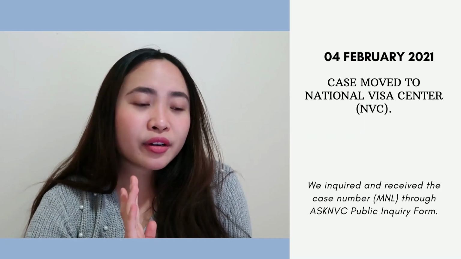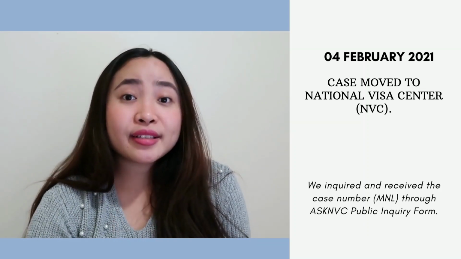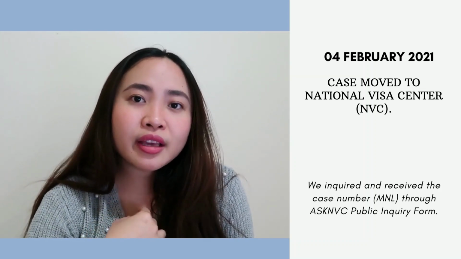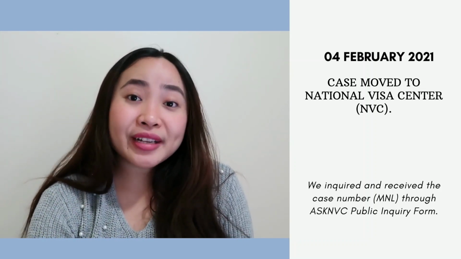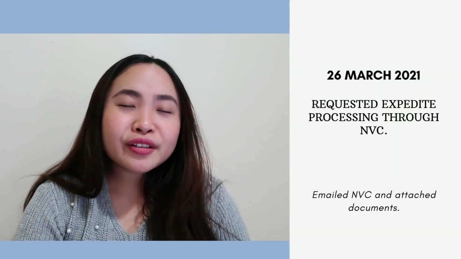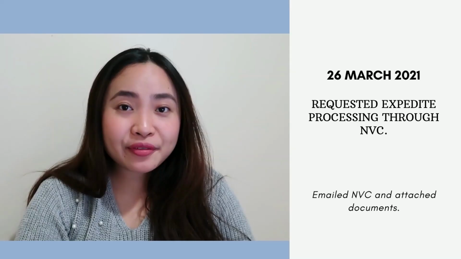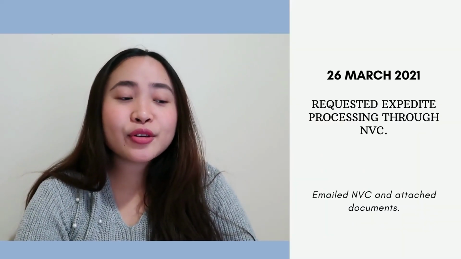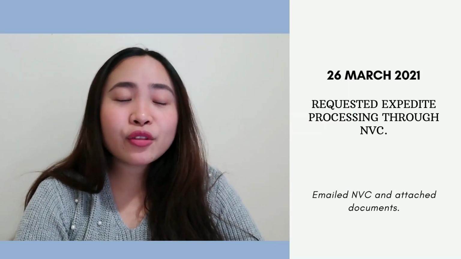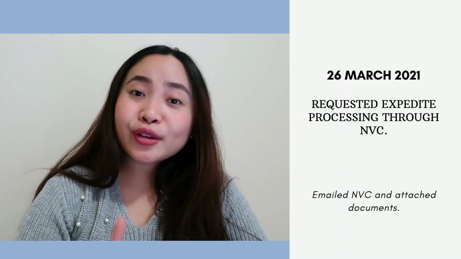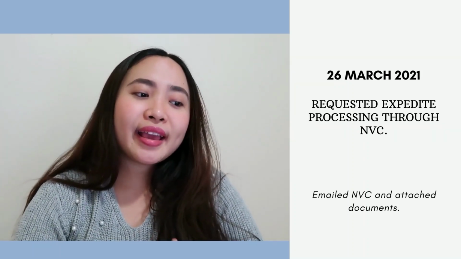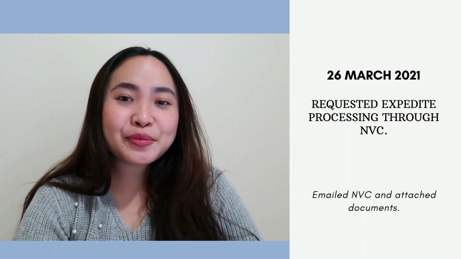So that was on February 4, 2021, when our case was moved to the National Visa Center. They did not reach out to us, but we reached out to them and asked for our case number. From that, we were confident, not really confident, but we knew we were qualified to apply for an Expedite. So on March 6, 2021, we requested Expedite processing through NVC. You can also see the specific details on how to do it in my previous video. I will also put that in the description box below.